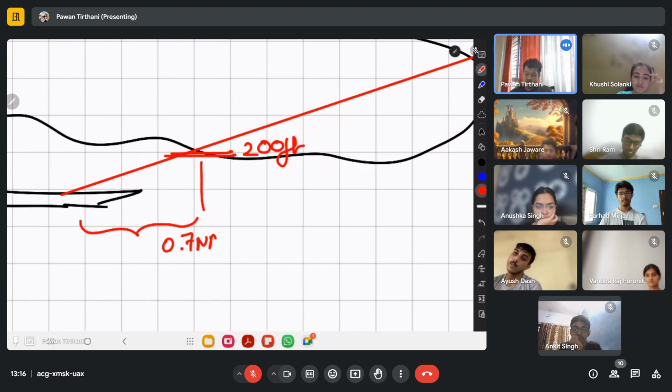0.7 nautical miles. How did I find this out? Have you done this in the 1 and 60 rule?